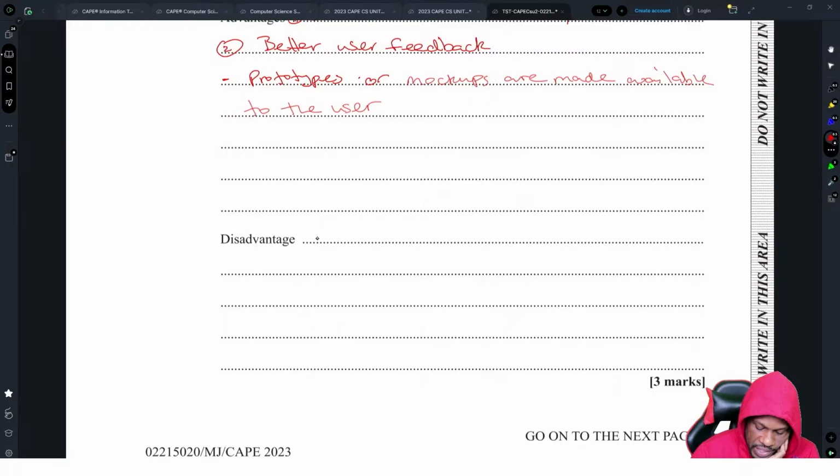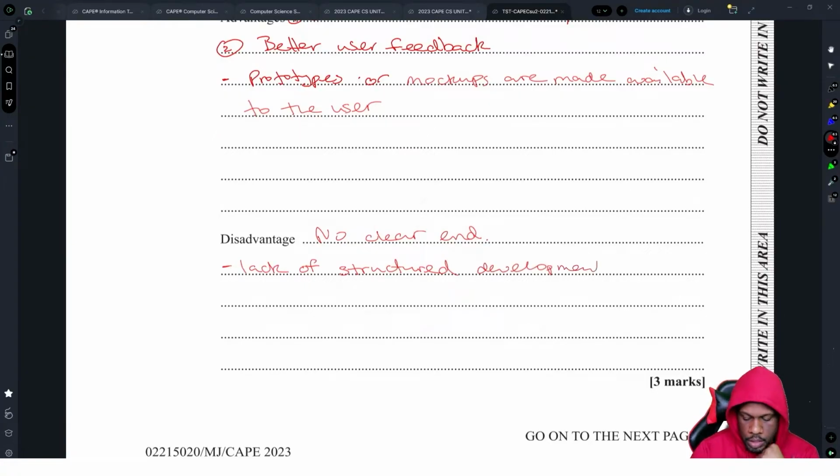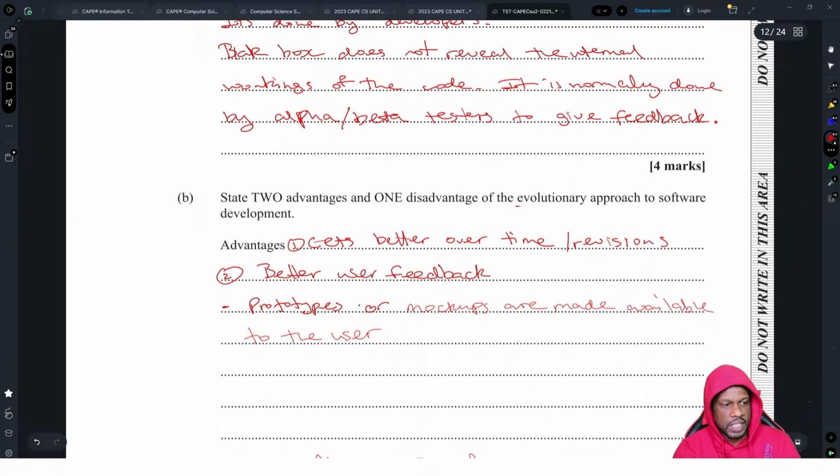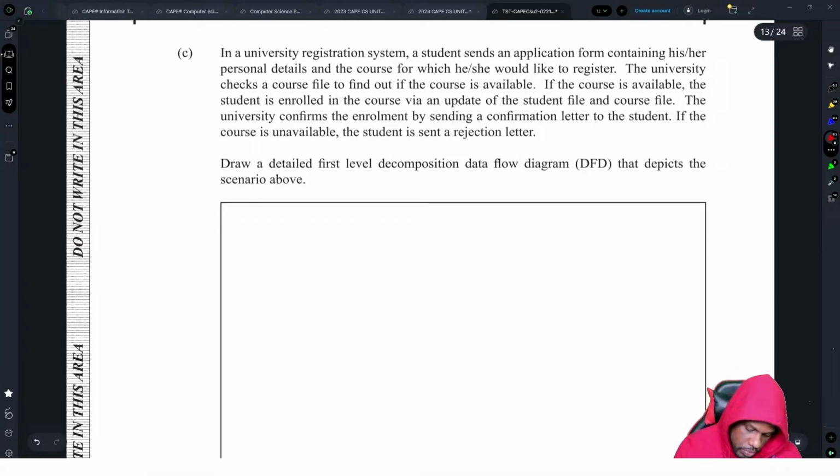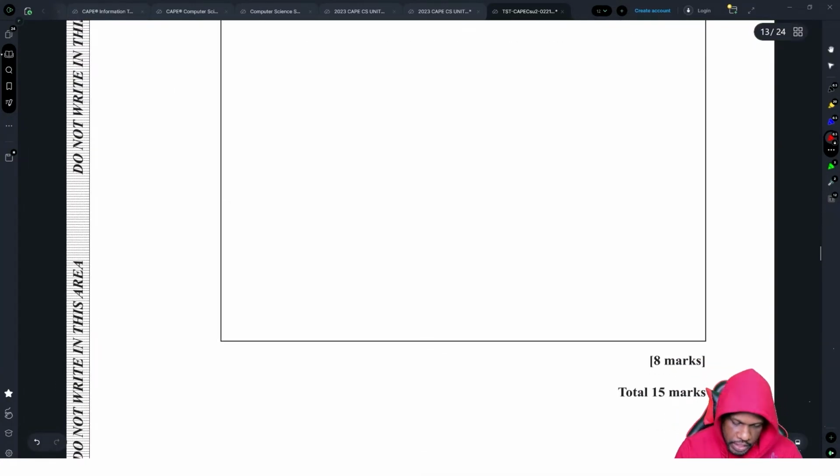The biggest disadvantage is no clear endpoint. You don't know when this thing is going to finish because you just keep adding on. And there's a lack of structure in development. Alright, so they said evolutionary, but you probably want to just tell them what rapid prototyping is, essentially, for the most part. In a university registration system, this is the data flow diagram, 8 marks for the DFD.